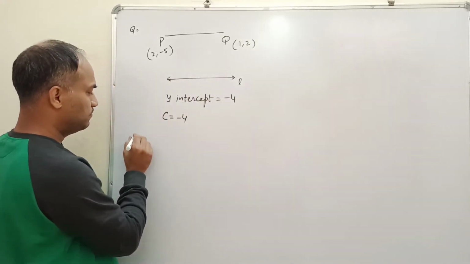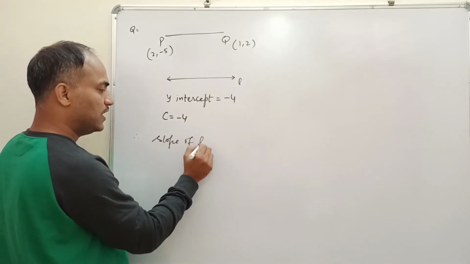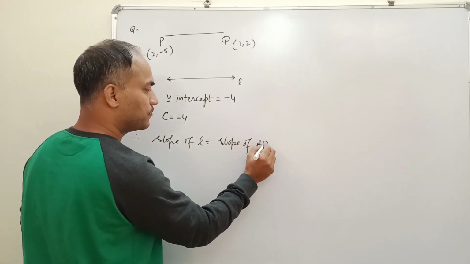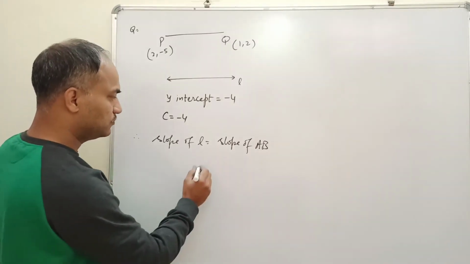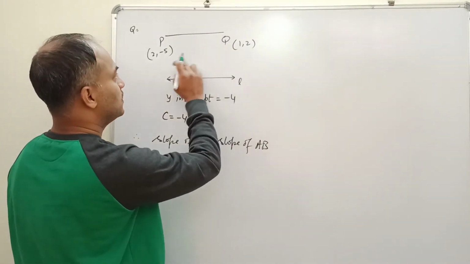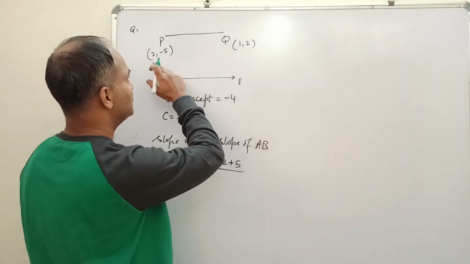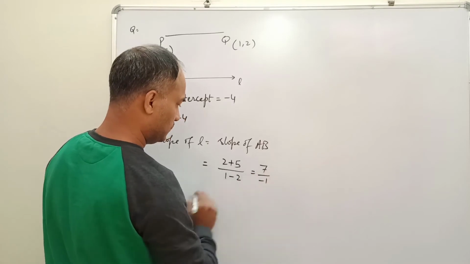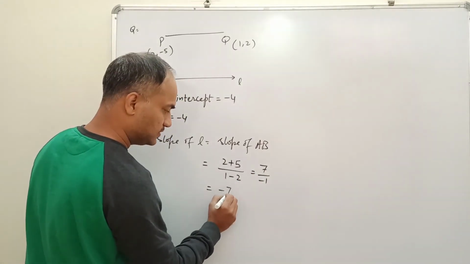Okay, so it means slope of L will be equal to slope of AB. Okay, this is the concept of parallel lines. So this is equal to y2 minus y1 upon x2 minus x1, 7 upon -1. So slope of line L is -7.